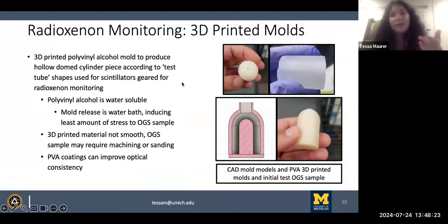And it still is a little bit not super straightforward, right? Because how do we get that test tube shape? So we've been 3D printing PVA molds, or polyvinyl alcohol molds, because they dissolve in water. So the idea is that we pour the glass into these PVA 3D printed molds, put it in a water bath, and we can just take the samples out from there.